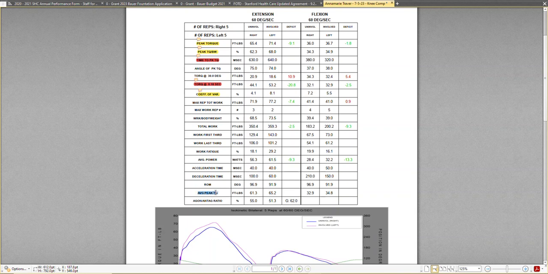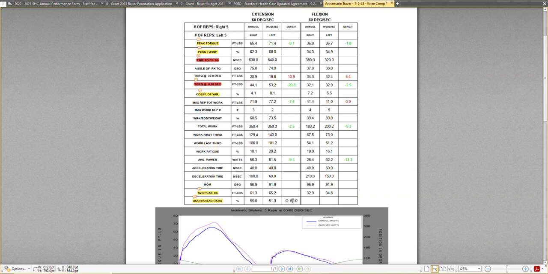The final two metrics that we see here are average peak torque, which is taking the average over all of the repetitions rather than just the peak torque, which is taking the best repetition and the highest peak torque achieved. And then agonist and antagonist ratio, which when we're talking about the knee matters. We can see in the first column 55% and then 51% respectively. What is this saying? This is giving us our hamstring to quadriceps ratio. So it's taking our 32.9, dividing it by our 61.3, and giving us 55%.